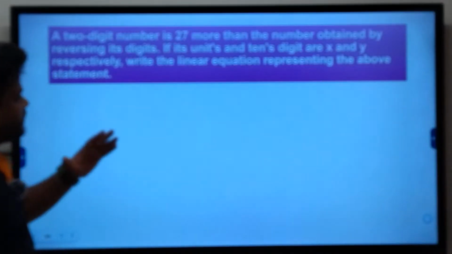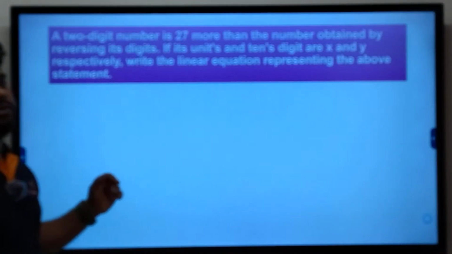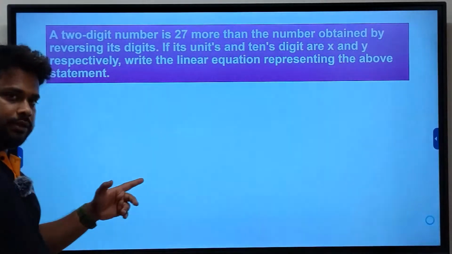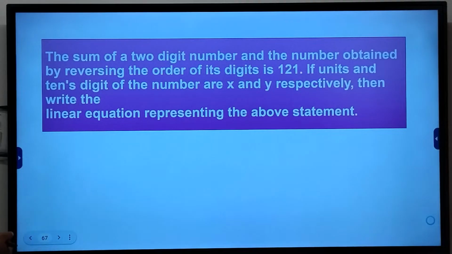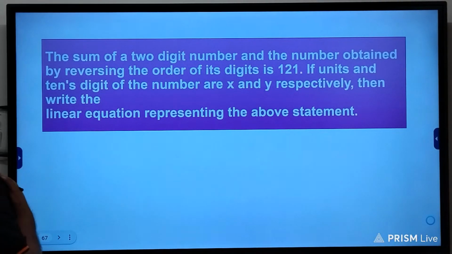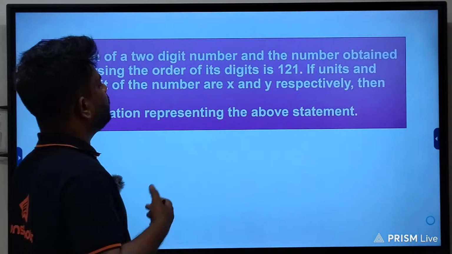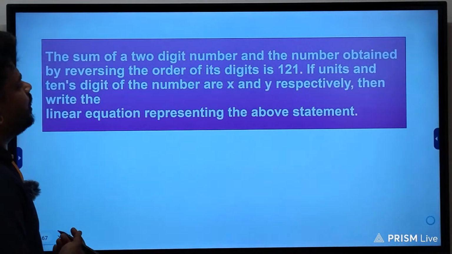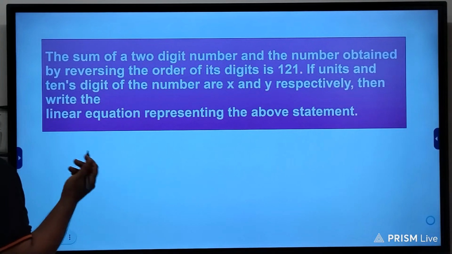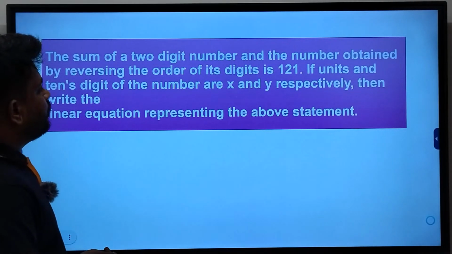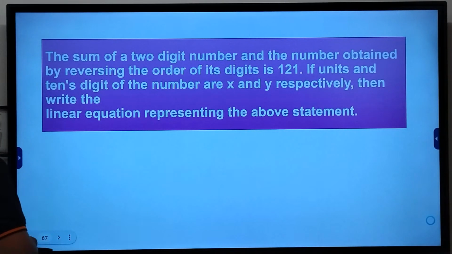So they have asked just the equation, and that will be x minus y equals 3. The next: the sum of a 2-digit number and the number obtained by reversing the order of its digits is 121. If the units and tens digit of the number are x and y respectively, then write the linear equation.